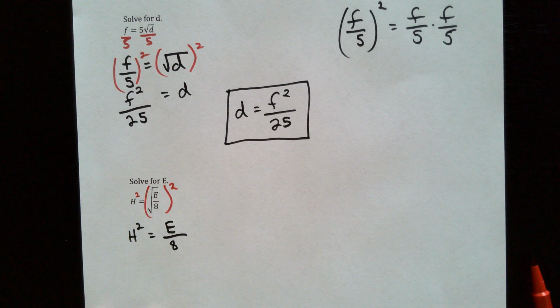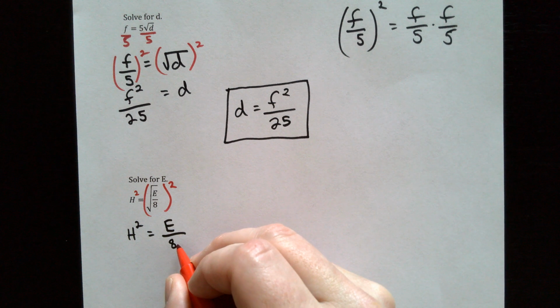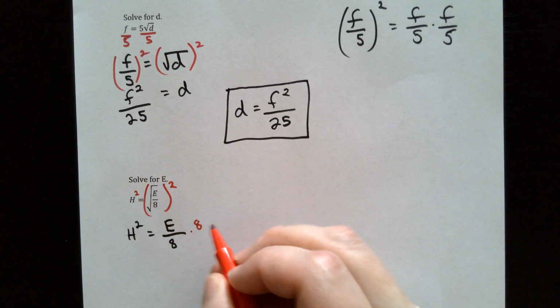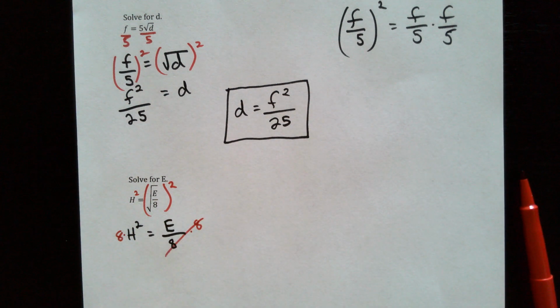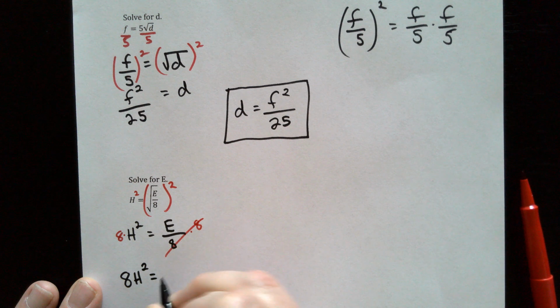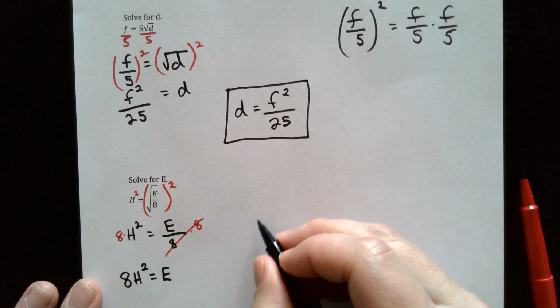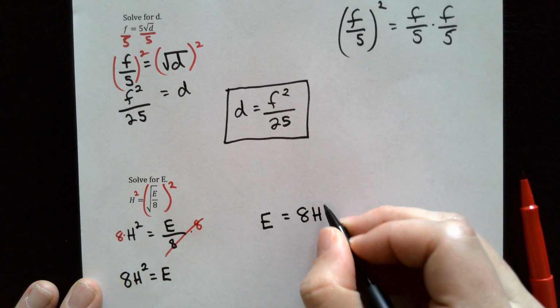We're trying to get e by itself, so I need to get rid of this 8. To get rid of an 8 that's dividing, we multiply by it, so it'll cancel. You have to do it to the other side as well. So you get 8h squared equals e, or if you wanted to write it the other way, e is equal to 8h squared.